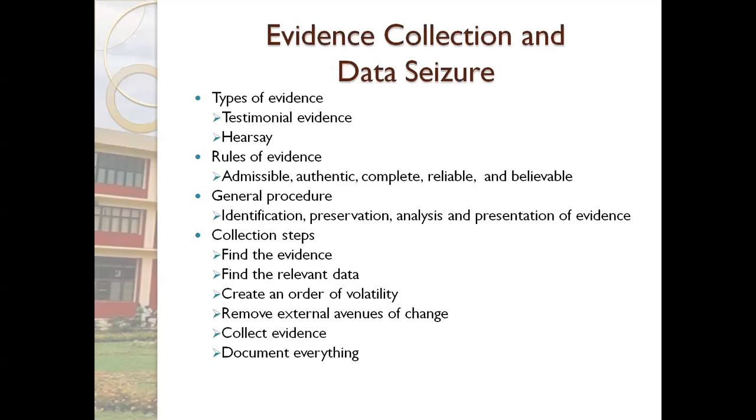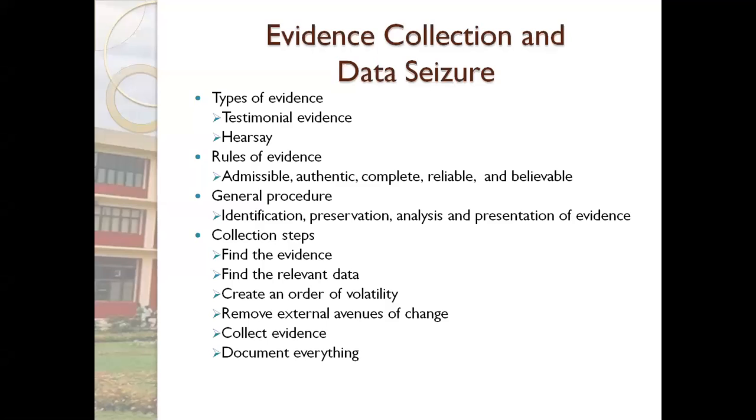So there are various collection steps. The collection steps refer to this: first of all, find the evidence, thereafter find the relevant data. That is, how would you be able to make it fruitful? Until and unless you attach the appropriate unit or appropriate scene, the data is totally vague. Thereafter, create an order of volatility, that is, the information that is being preserved with reference to the volatility of the storage media. As you may already be aware with reference to the volatility.